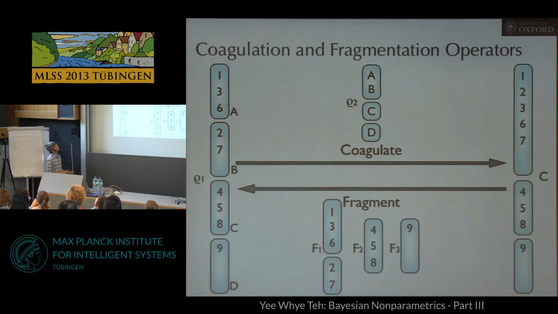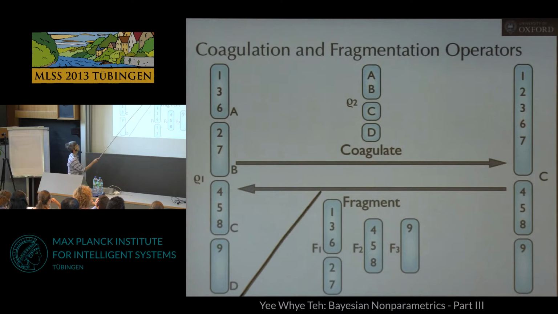Before I move on, one very useful thing to note is that you can think of these two operations of fragmentation and coagulation as duals of each other. They're like dual operators. For example, if you have a partition like this, let's label the clusters here as A, B, and C. We can take this partition and coagulate it by merging these two clusters together into one big cluster. And you can describe that coagulation process itself as a partition as well.